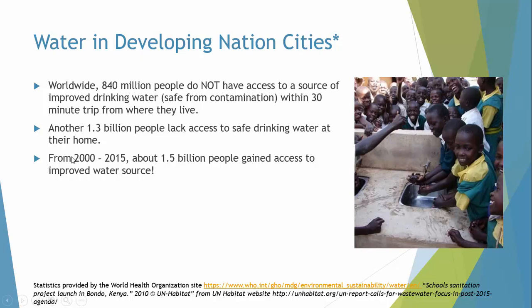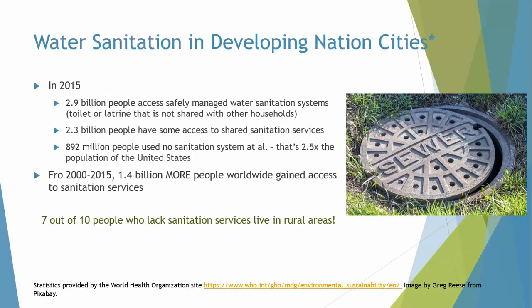The good news is that from the year 2000 to 2015, 1.5 billion people around the globe, a huge percentage of people, gained access to improved water sources. And so we are making progress in this area. Similarly, we're making progress in providing water sanitation or sewer systems. And in that same span of time, 1.4 billion people, so about the same amount of people that gained access to drinking water, gained access to sanitation services.